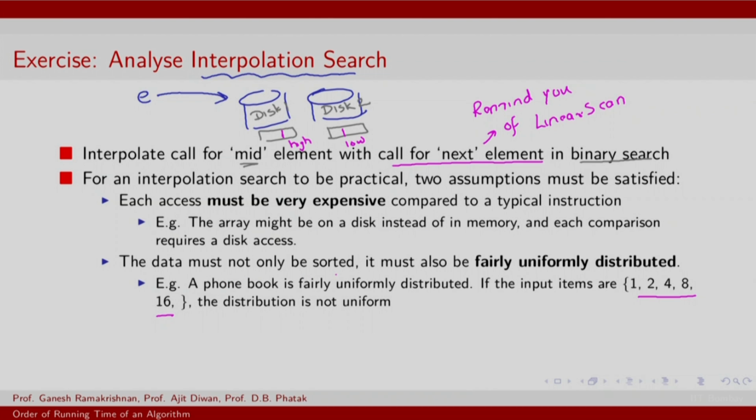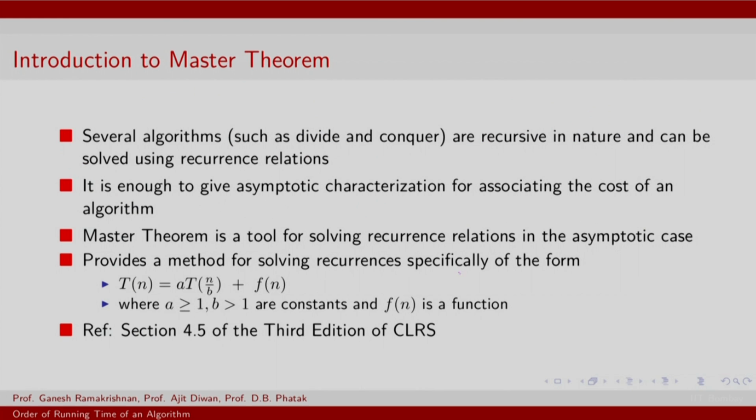So a phone book is fairly uniformly distributed. For example, if the input items are 1, 2, 4, 8, the distribution is not uniform. So you can try out the exercise of analyzing such an interpolation search. To begin with, you might want to formulate the interpolation search algorithm and then analyze it.